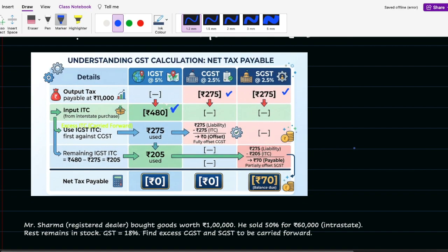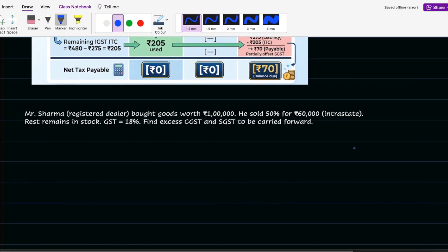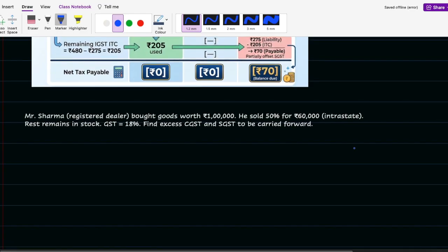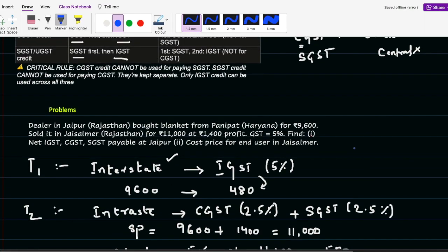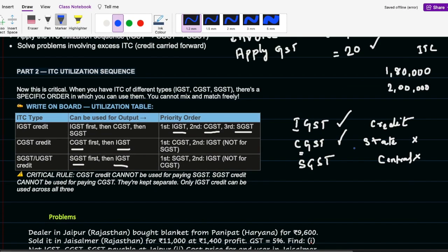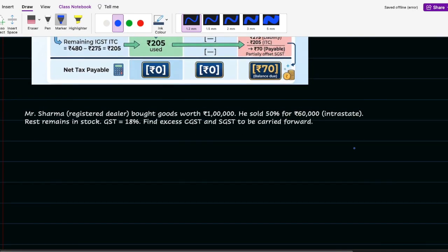Okay, great. So now let's move on and do one more problem on this. What happens when you have excess of ITC? Excess ITC will be carried forward to the next month. Okay, so how does this happen?